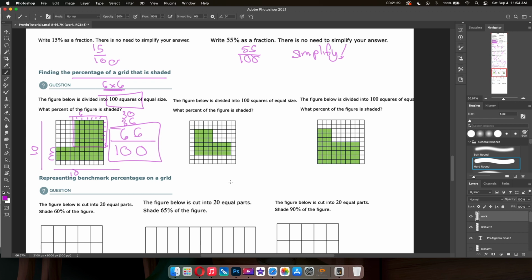So yes, by all means, if you're more comfortable counting out these squares individually, do so. I will never naysay, but there is a shorter or at least faster way to do it if your mental math is up to the challenge.